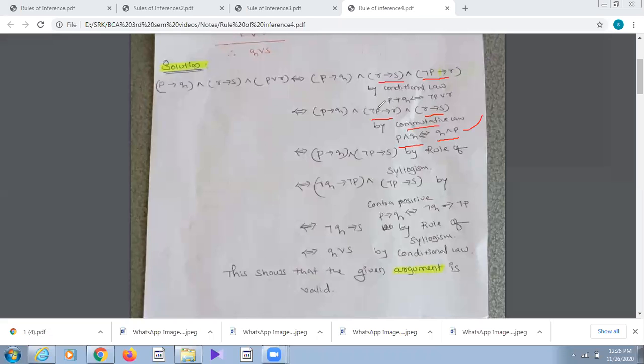So here again R is common. In the syllogism rule, what does the syllogism rule state? See the rule of syllogism.